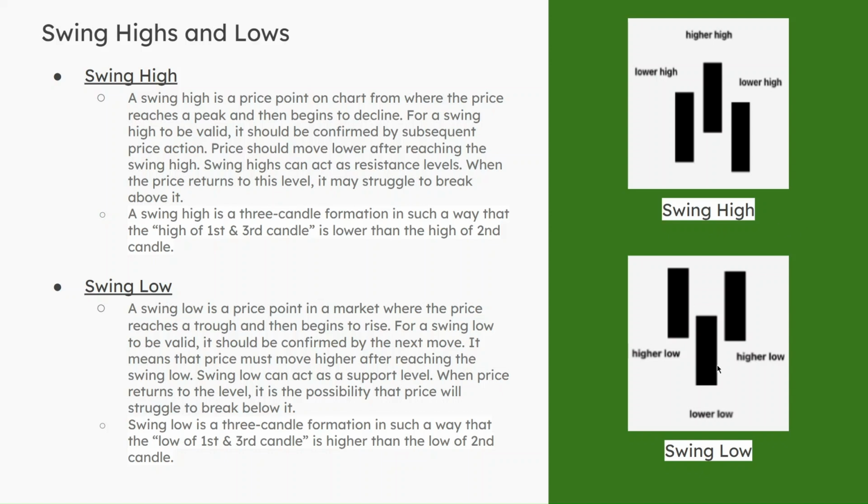This is an example of a swing low, and in a swing low, the low of the first candle and the third candle is higher than the low of the second candle. In this three candle configuration, the low of the second candle is called the swing low.